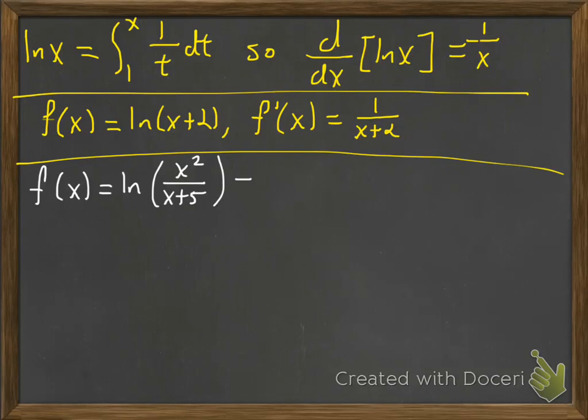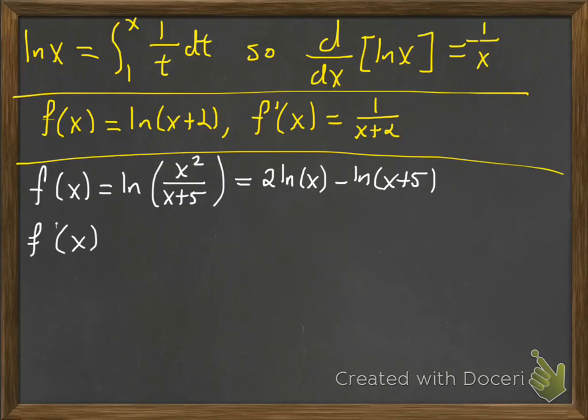So if we expand the logs, I got a quotient here, so that would mean I'm going to have subtraction. So I'd have ln of x squared minus ln of x plus 5, and then I'm going to use the power rule, which would also bring down that 2. Those are just properties of logarithms that you would have seen in both college algebra and pre-calculus. Okay, so that becomes 2 ln x minus ln of x plus 5, and then it's real straightforward and nice and easy to take the derivative.